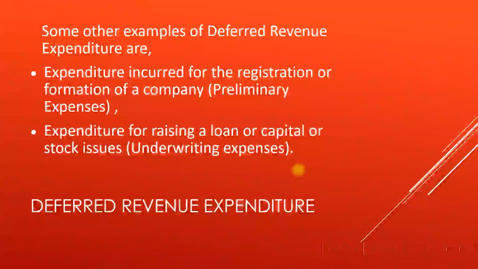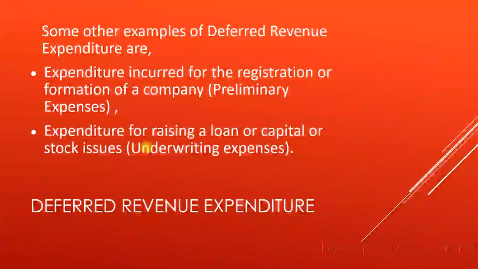Sometimes revenue expenditure is incurred, the benefit of which may extend to more than the current year. An example might be expenditure for raising a loan or capital or stock issues. Another example is an advertising expenditure incurred for the launch of a new product, which may have benefits accrue immediately but may also spread across the next 2 years.